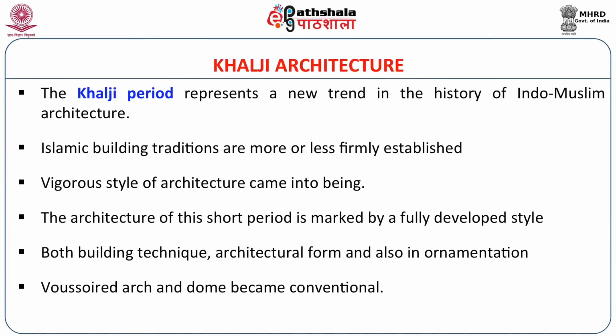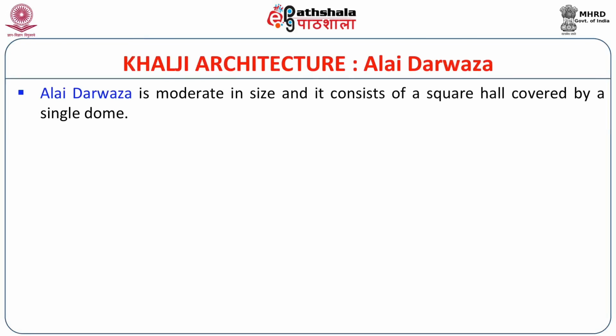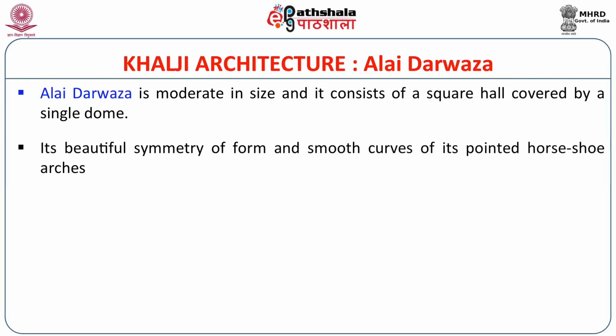The problem of the initial period of making the voussoir arch has been resolved now. So we can see that the arch formed by the monuments is a completely true arch, that is the voussoir arch, and the dome became very conventional, as it should be. Naturally, Alai Darwaza is also a good example of the mature stage of this Khalji architecture, which is moderate in size and consists of a square hall covered by a single dome. Its beautiful symmetry of form and the smooth curves of its pointed horseshoe-shaped arches generally speak of the development of the Indo-Islamic architecture in this subcontinent.